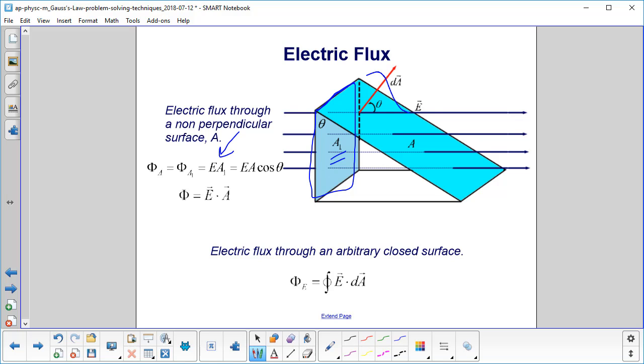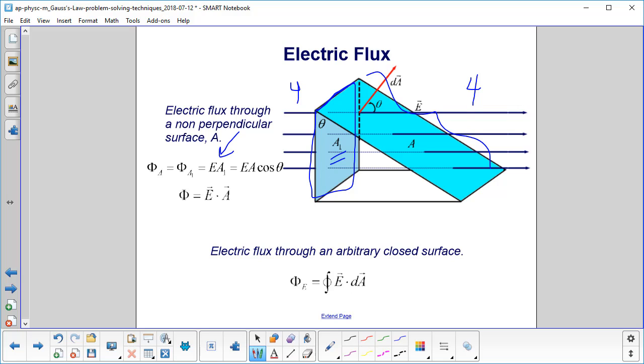However, how about this area? The slanted area. The flux is the same. Why? Just count the field lines. The perpendicular area here has 4 lines. This one has 4 lines. So you have the same flux going through both surfaces, but they have quite different areas. Now, just quickly, those flux lines don't really exist. That's our way to represent the strength of the field through the area.